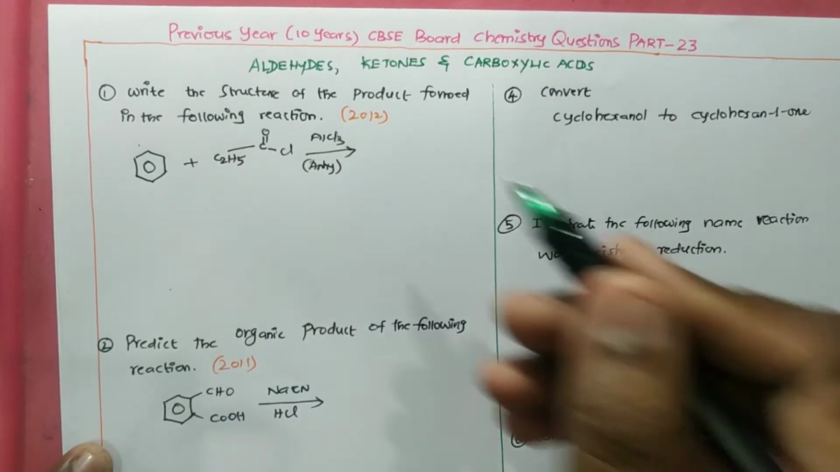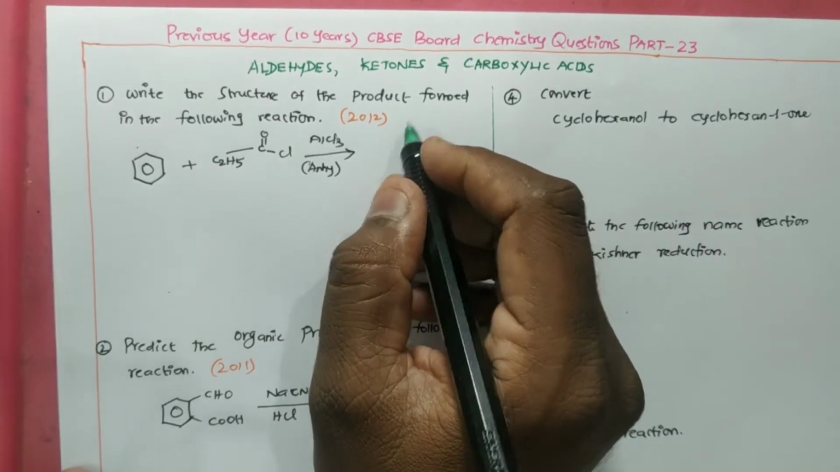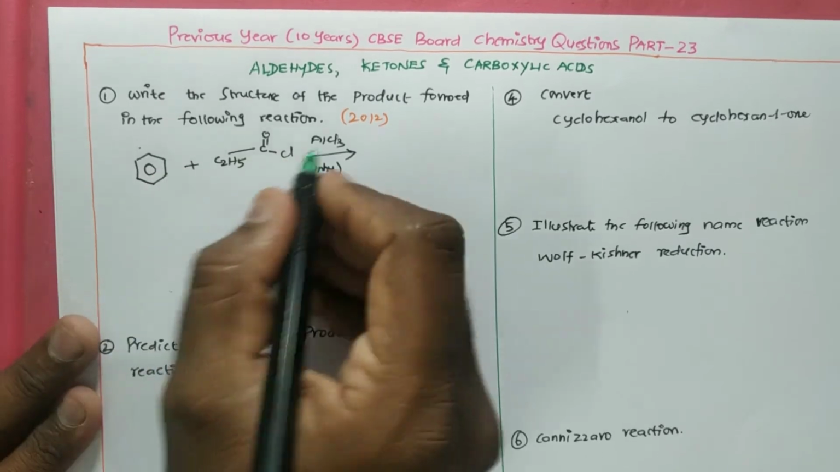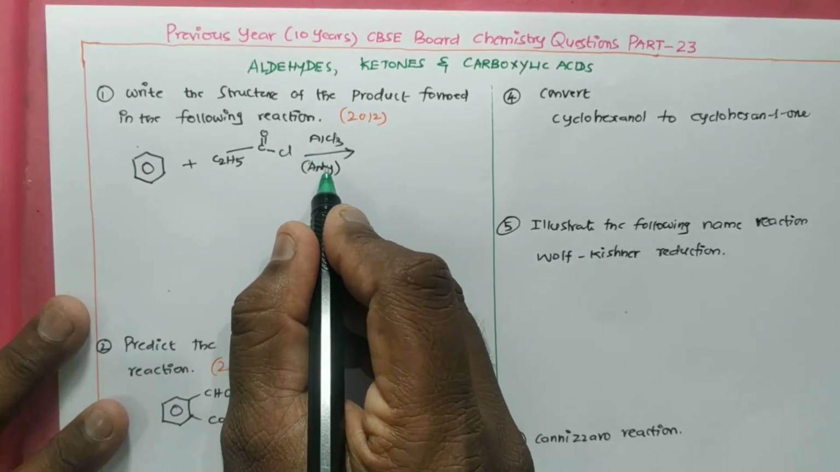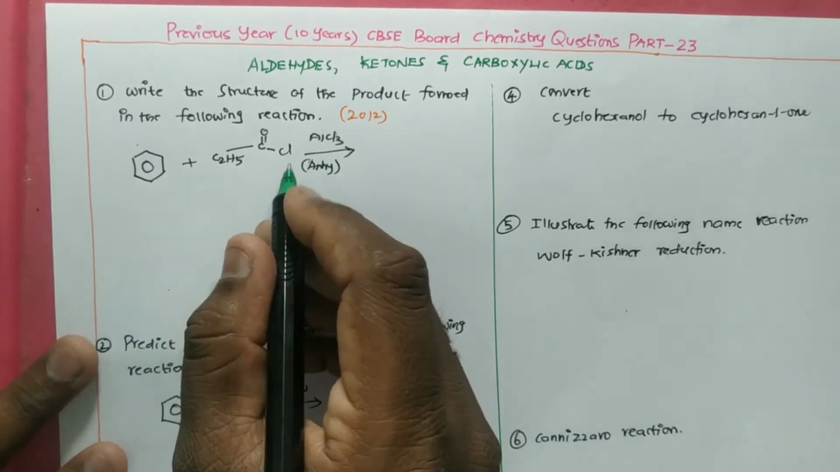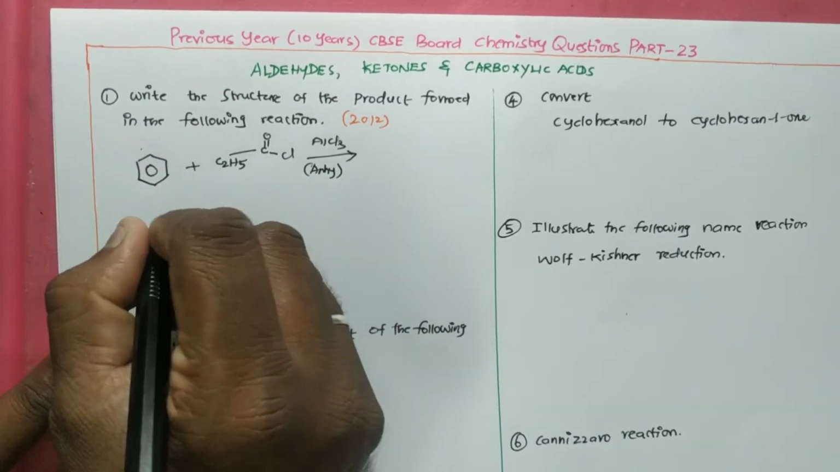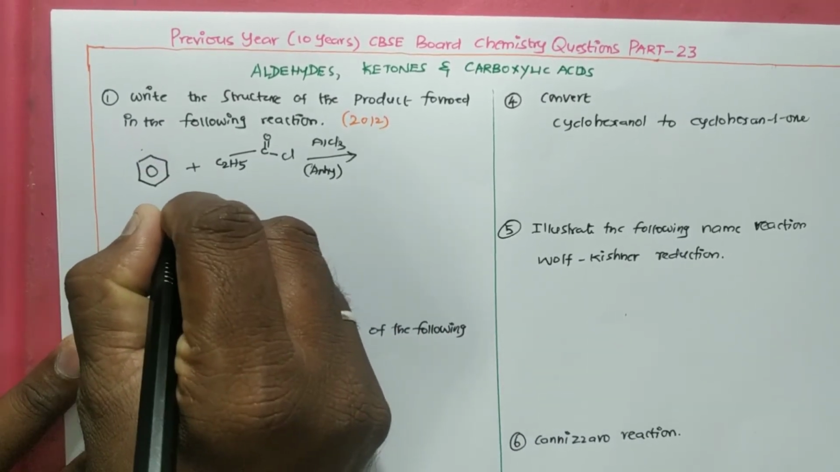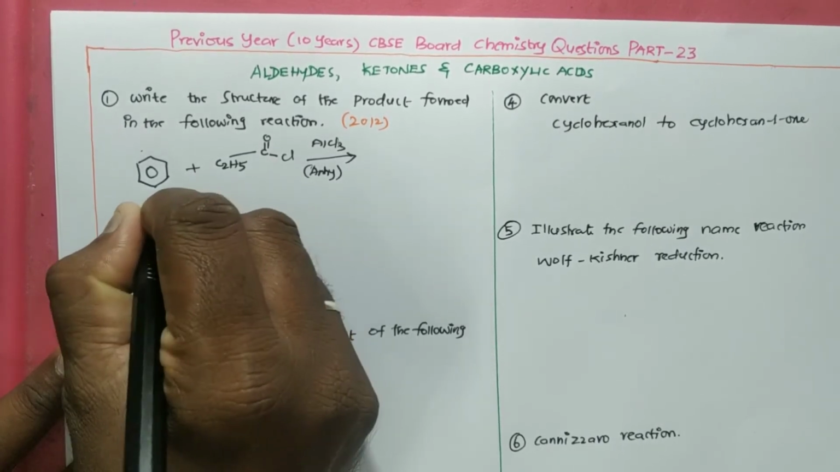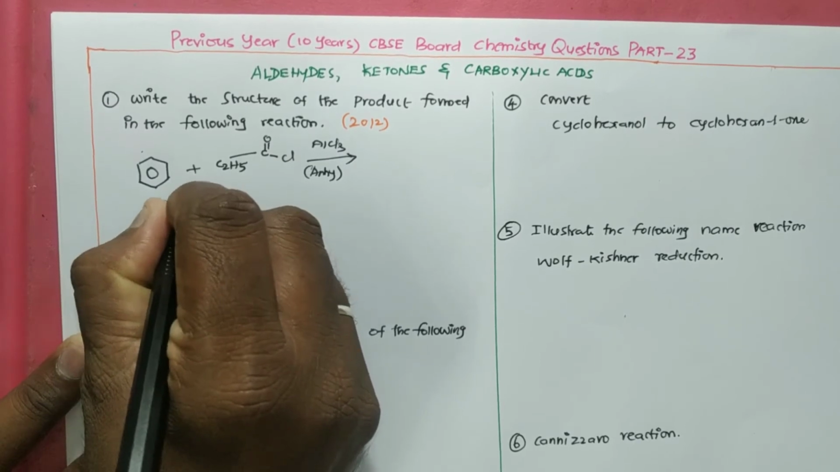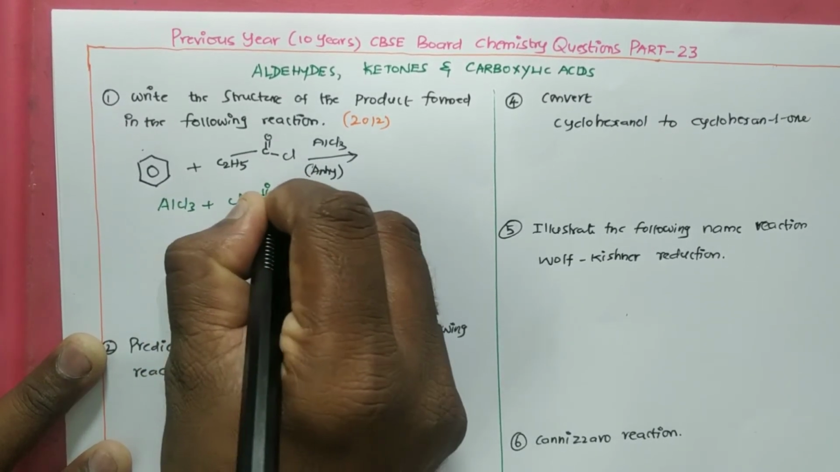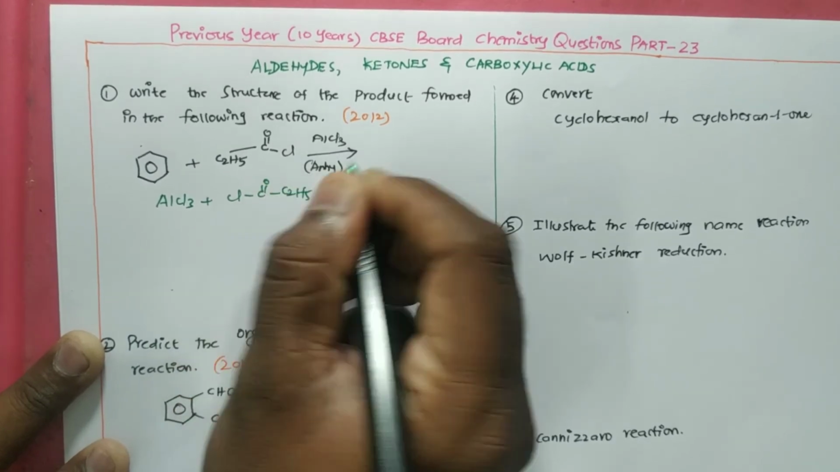This was asked in the year 2012, and here what we know is that it's nothing but Friedel-Crafts acylation or alkylation reaction. Here the Friedel-Crafts acylation reaction may take place. So initially we need to form an electrophile. We form an electrophile when it reacts with AlCl3, which will be reacting with one of our reactants, C2H5COCl.